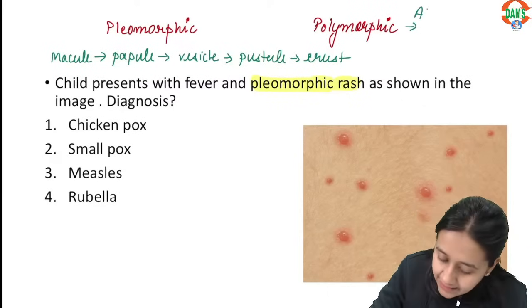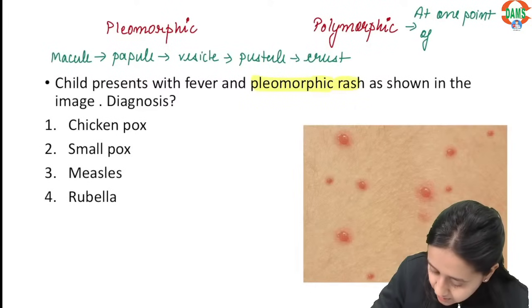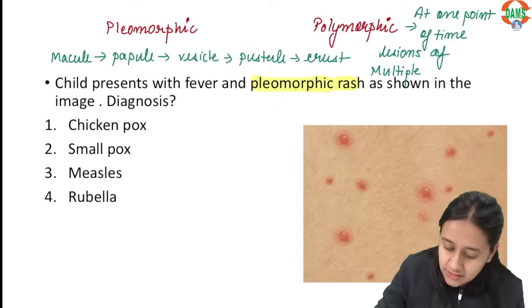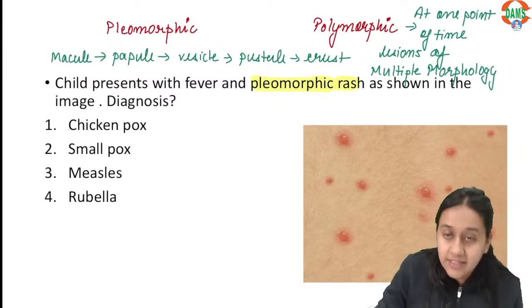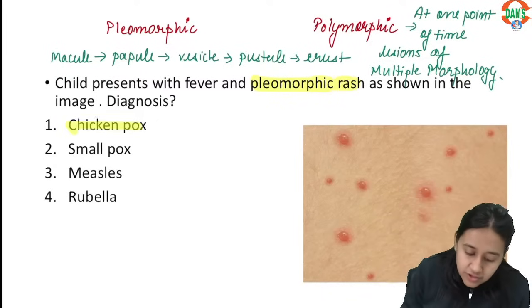And what is polymorphic? Polymorphic means at one point of time, you see lesions of multiple morphology. Lesions of multiple morphology. Okay? So both these things, the pleomorphic and polymorphic nature, are very classical of chickenpox.